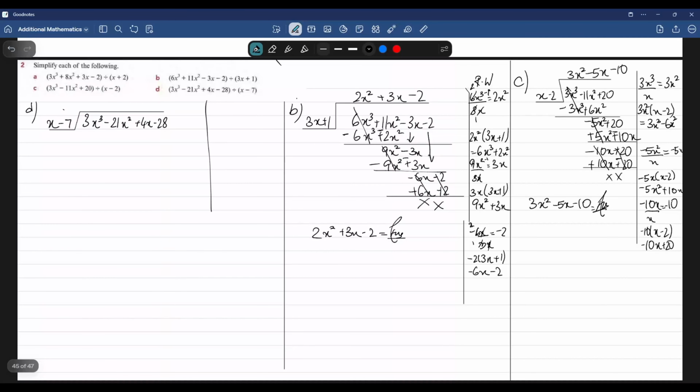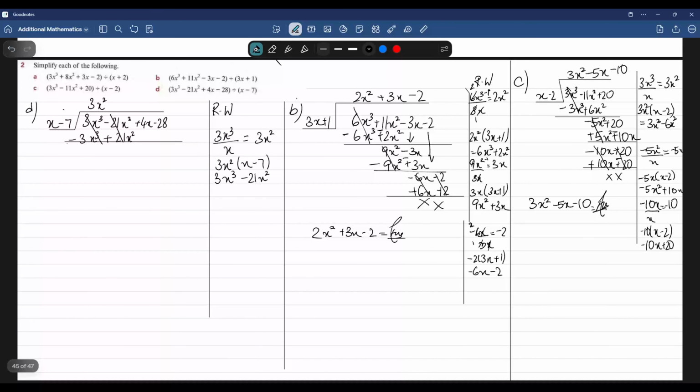Again, for the rough work part, let us make a margin here. We get 3x cubed; we divide by the first term, 3x squared. So 3x squared here. Now multiply 3x squared by x minus 7, and we'll get 3x cubed minus 7 times 3 is 21x squared. We have got 3x cubed minus 21x squared. Now we multiply by negative, so this becomes negative and this becomes positive. This whole thing cancels down. We're just going to simply copy down 4x minus 28.